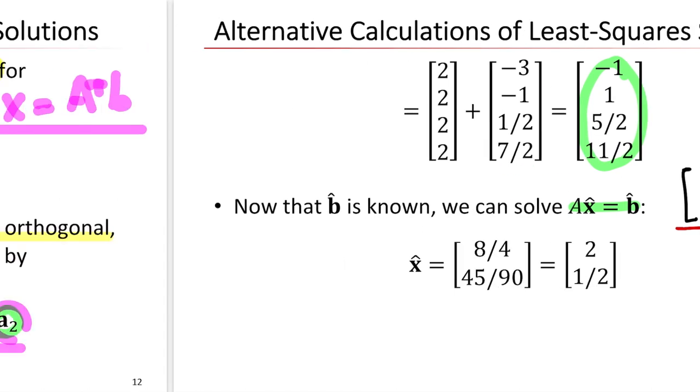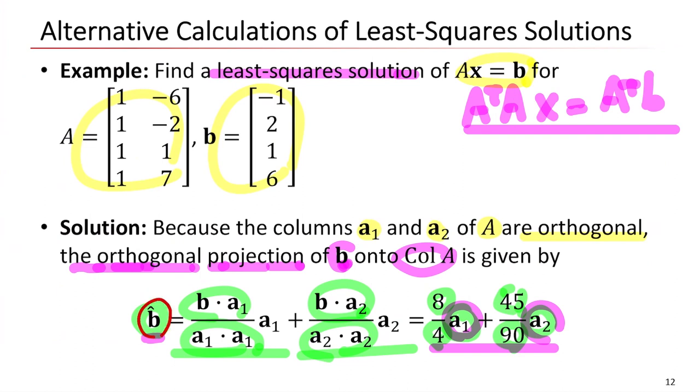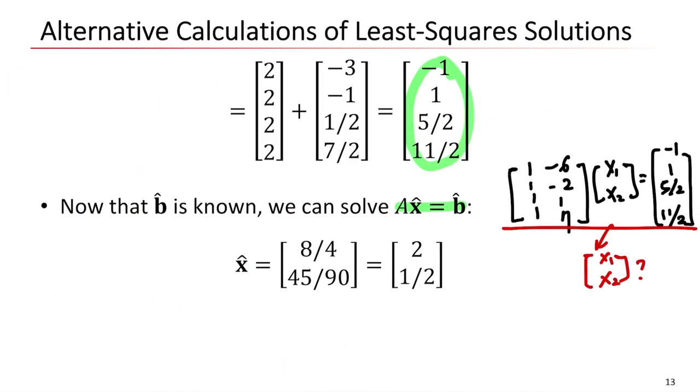But we already know this P hat can be represented by the linear combination of the column vectors A1 and A2. So it means that we already know A1, A2 with the coefficients 8.4 and 45 over 90, right? So you will get matrix A itself, right? So here we already know this is a solution of A x equals B hat, right? So X hat will naturally be 2 and 1 over 2, right? So this is another way to find the least squares solution.